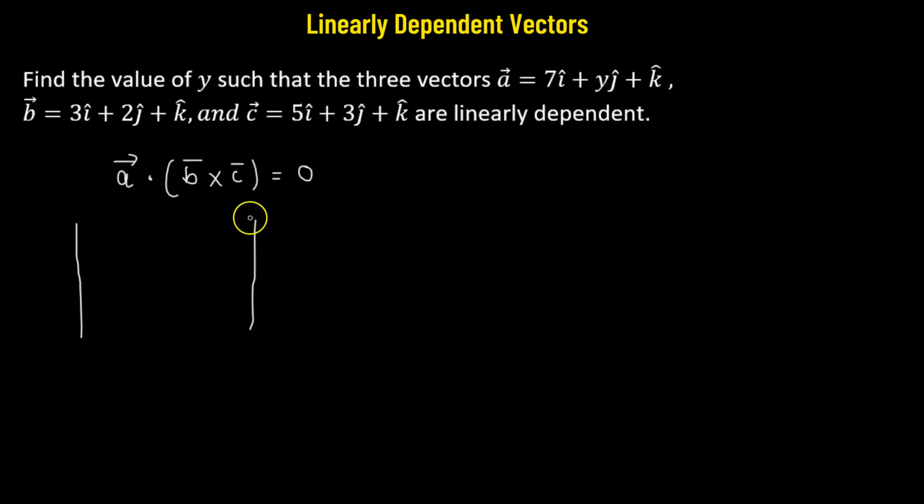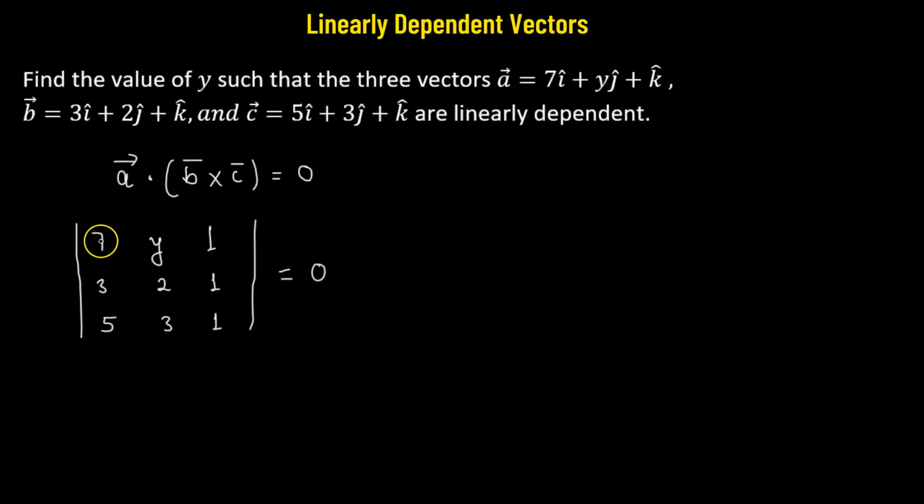So in the first row we have components of a vector, so that will be 7, y, 1. Then in the second row we have components of vector b, so that will be 3, 2, 1. And in the third row we have components of vector c, so that will be 5, 3, 1. Then the value should be equal to 0 since they are linearly dependent.